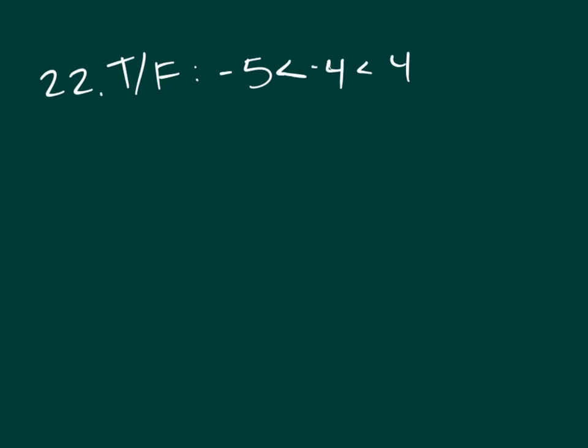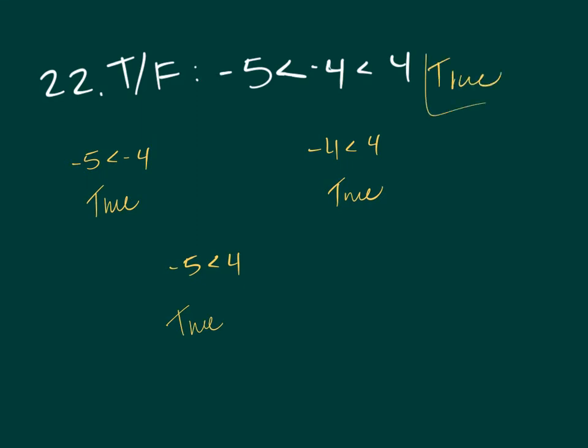Let's do another one like that. In 22, we're given negative 5 less than negative 4, which is less than 4. So negative 5 has to be less than negative 4. That's true. Negative 4 is less than 4. That's true. And negative 5 is less than 4. That is also true. So the entire statement is true.